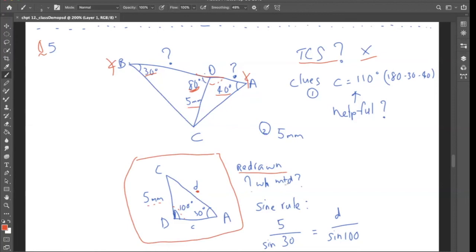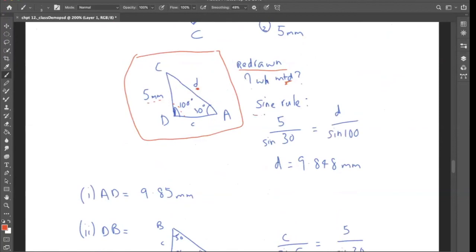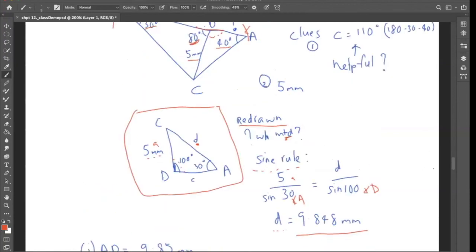And then which method do I use? When it's not 90 degrees, we can use the sine rule. Remember the sine rule: 5 over small letter a over angle A, then small letter d over angle D, all right? So we got 5 mm, we got 30 degrees, we got 100 degrees, so we can solve for d. We can solve for the hypotenuse. So that gives us 9.84 mm. All right, remember to put in your units.